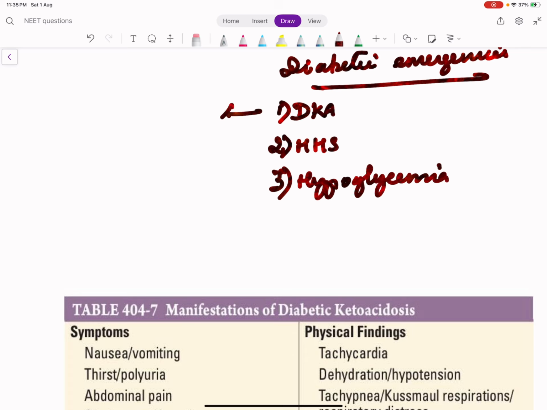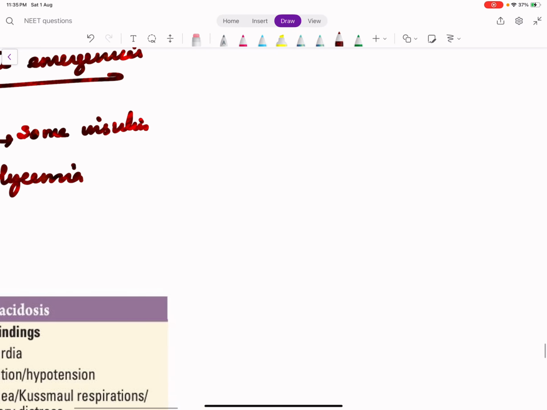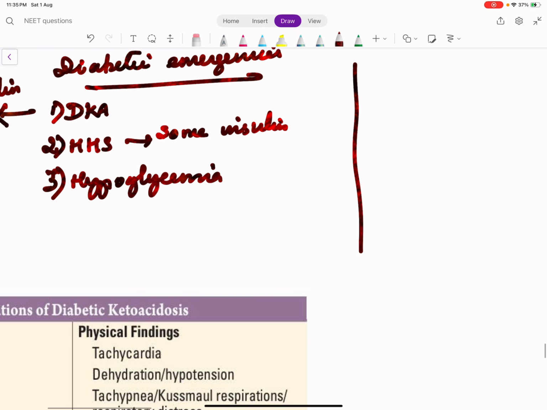So DKA we just discussed. It's common in type 1 diabetes. There is absolute insulin deficiency. In HHS, there is no absolute insulin deficiency, that is, some insulin remains. So why this small pathophysiological difference is important is when there is absolute insulin deficiency, the lipids get broken down to form more fatty acids and ketones get formed. That is why diabetic ketoacidosis.